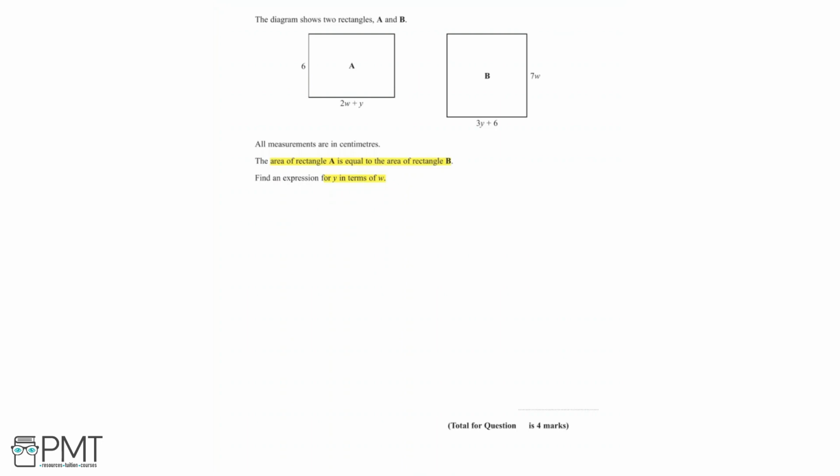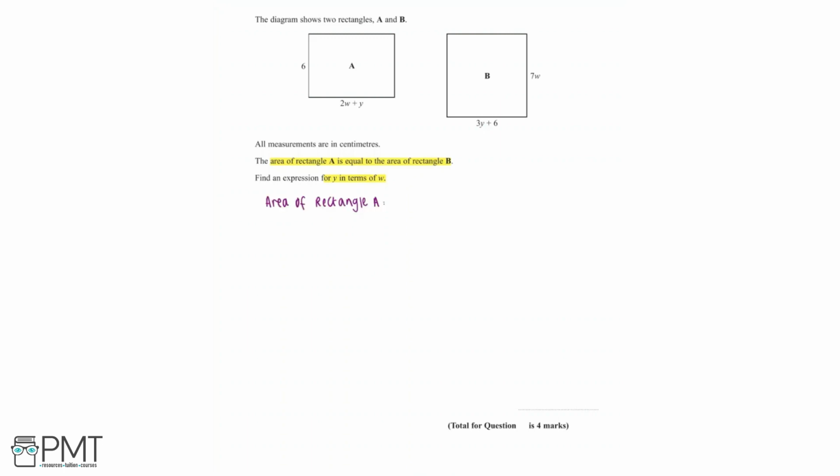We know that the area of a rectangle is equal to the base multiplied by the height. Rectangle A has a base of 2w plus y and a height of 6, and rectangle B has a base of 3y plus 6 and a height of 7w. Since the area of rectangle A is equal to the area of rectangle B, we can find an expression for both of these areas and equate them together. Let's start by finding the area of rectangle A.